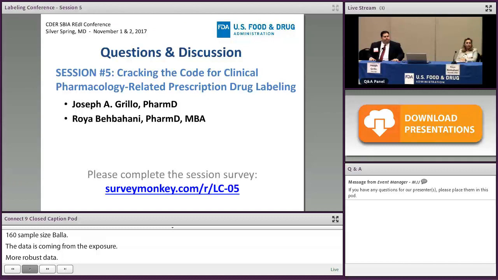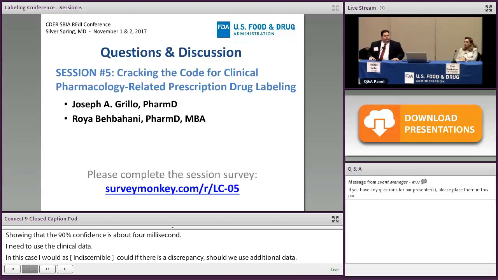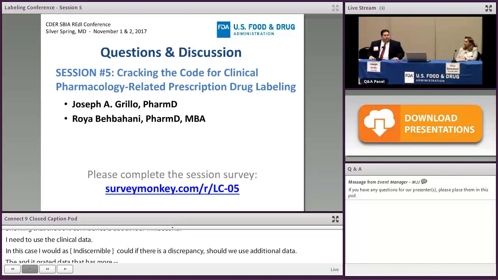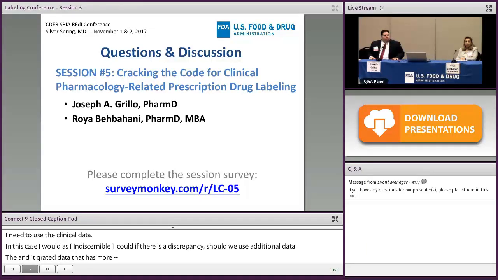In this case, I will ask the FDA as well: if there's a discrepancy between the exposure response and the clinical data, should we use additional data, for example the integrated safety data that has a bigger sample size, to back up the information when we see a discrepancy between the exposure response and the clinical data?